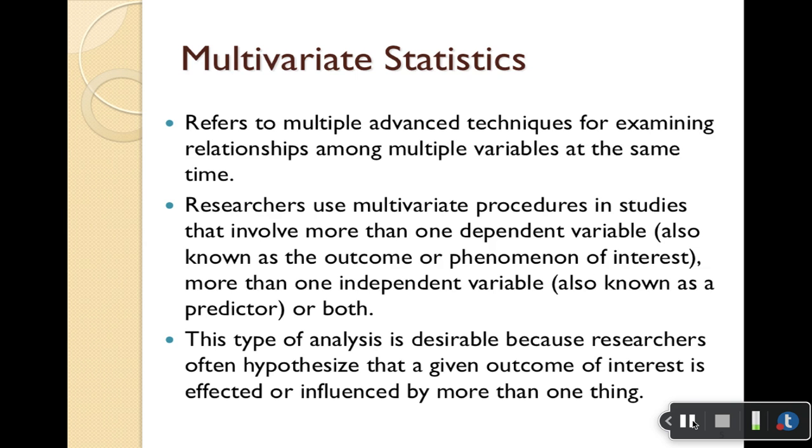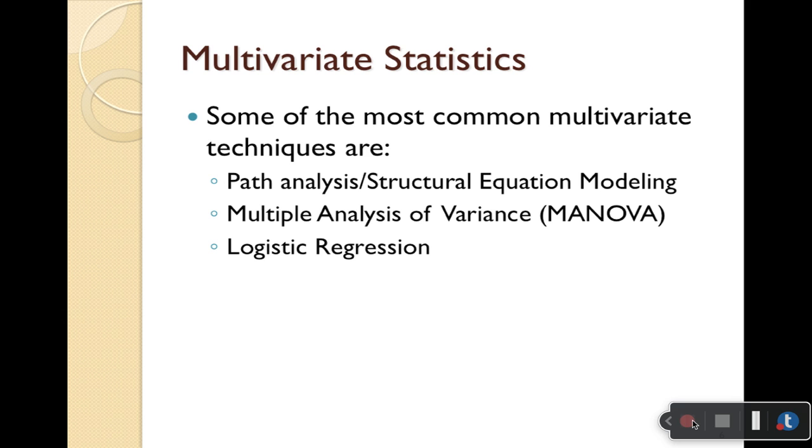Multivariate statistics basically refers to techniques for examining relationships among multiple variables at the same time. So again, we're talking about more than one dependent variable or outcome variable, and we're also talking about more than one independent variable. This type of analysis is desirable because a lot of times we think that our dependent variable or our outcome of interest is affected or influenced by multiple things. And this is where we're getting into that big data phenomenon that we're seeing. If you talk about websites like Amazon, it's crunching all of the data that you've ever put into that website and data from other people, and it's generating these multiple predictions, in this case of consumer behavior.